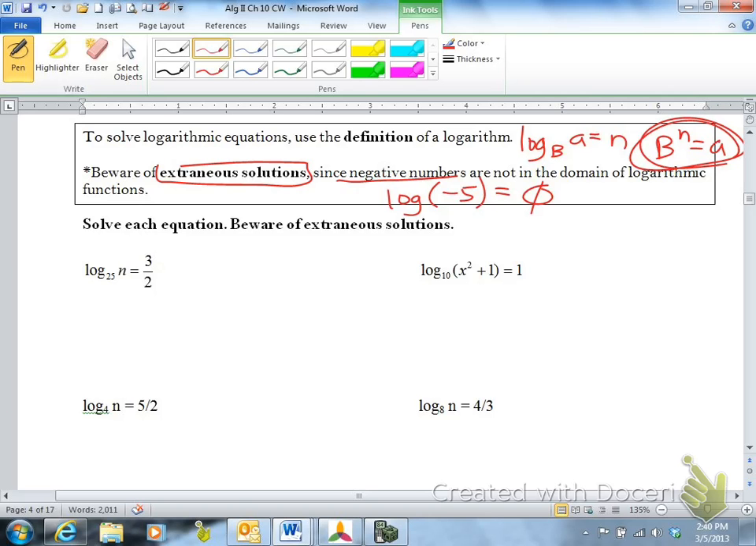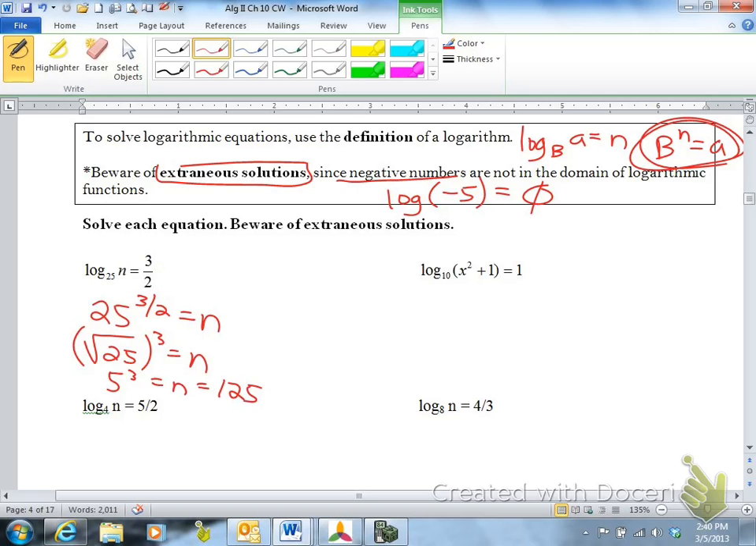So to solve equations like this, you're going to rewrite this in exponential form. You'd have 25 to the 3 halves equals n. And you could either use your calculator, 25 raised to the 3 over 2, to get the answer, or you could write the square root of 25 to the 3rd equals n. So it would be 5 cubed equals n, which is 125.